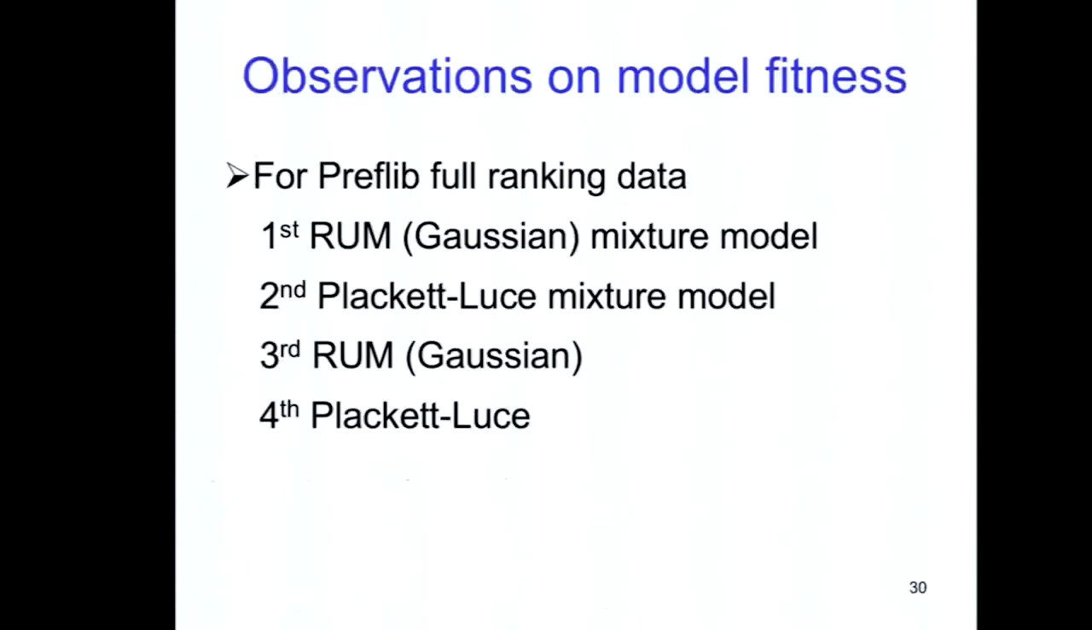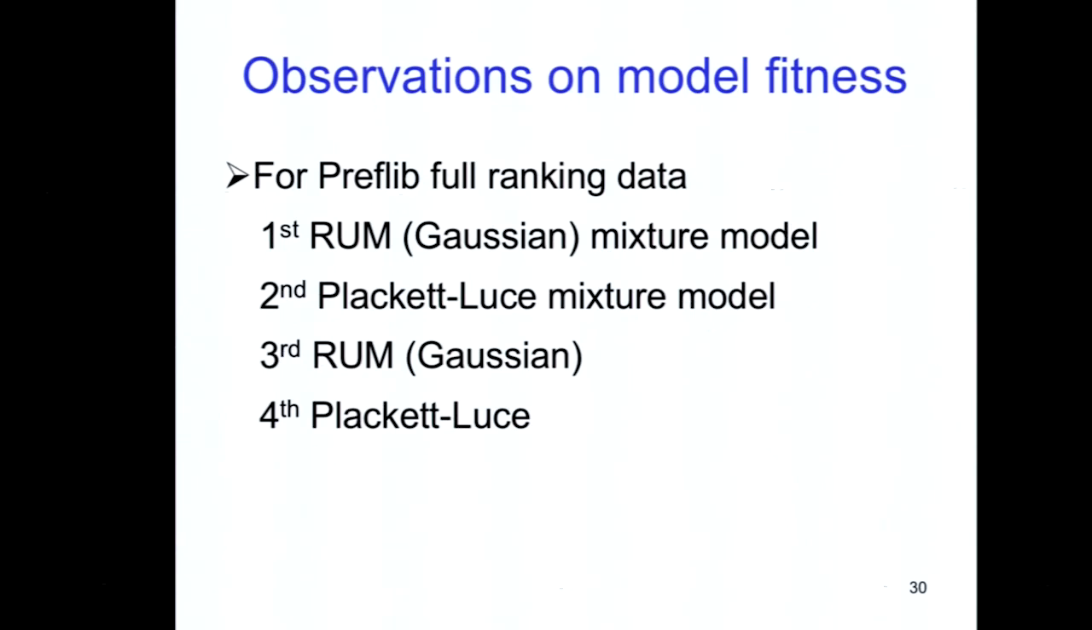Now, what are the observations? Again, these numbers are boring. Observations are basically from PrefLib for ranking data, which we think is a pretty representative and nice data set. We can at least rank these models with respect to model fitting results using either AIC or BIC, with the same ranking. The best one is the random utility model Gaussian mixture model. The second is the mixture of Plackett-Luce models. The third is the random utility model with Gaussian, and the Plackett-Luce model, unfortunately, is ranked last.